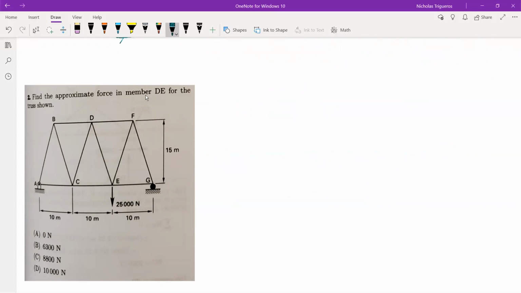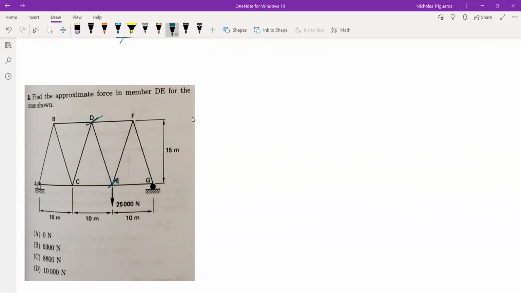Okay, DE. How do we do this one? Should we do method of joints or method of sections? I believe this is a method of sections because we want DE, right? DE is way over here in the middle of the truss. It's not attached to any of the reaction points. Right. So where should we cut this thing is the question.